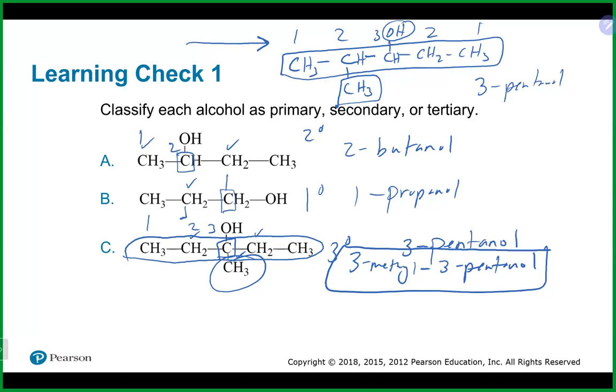In that case, it does make a difference which way you go. And in that case, you would want to go to the right. And that would get you something maybe like a 2-methyl-3-pentanol in that case.